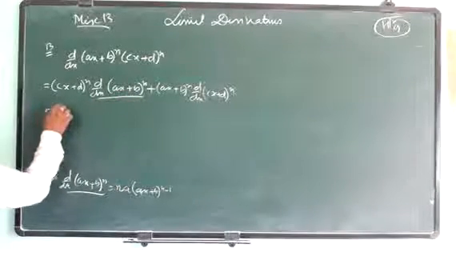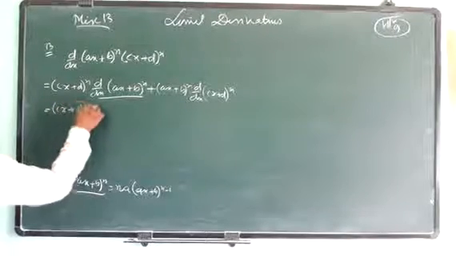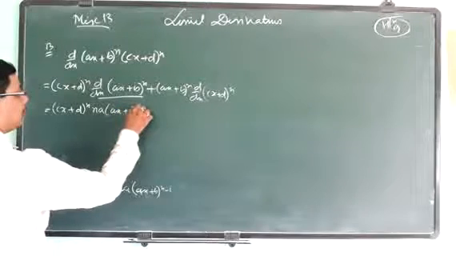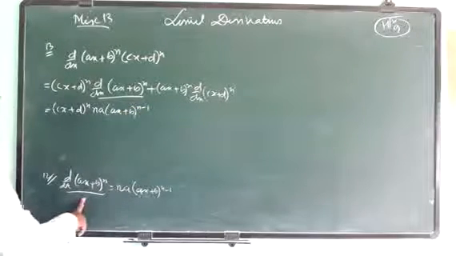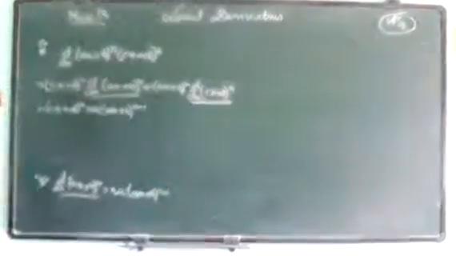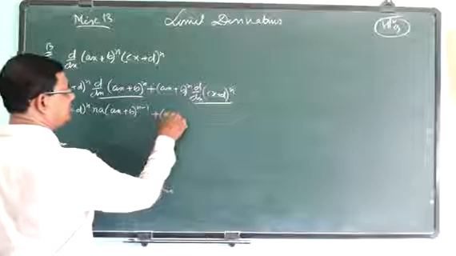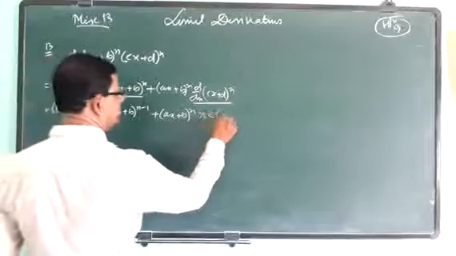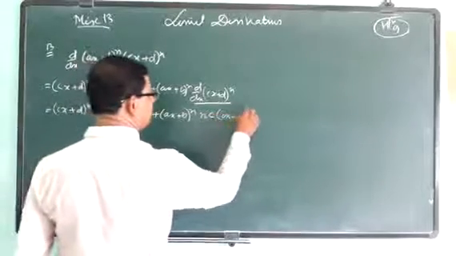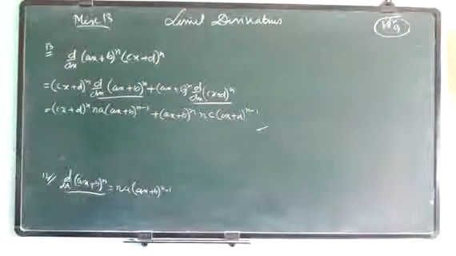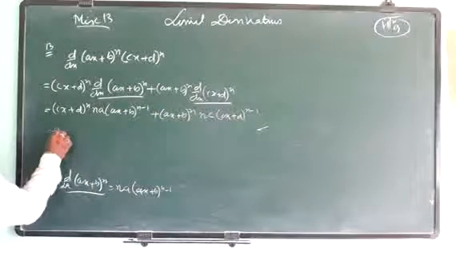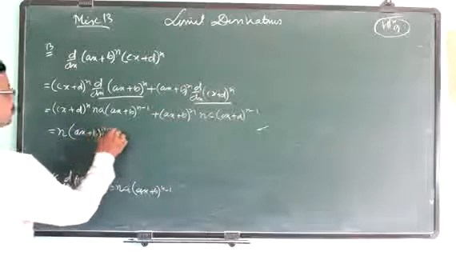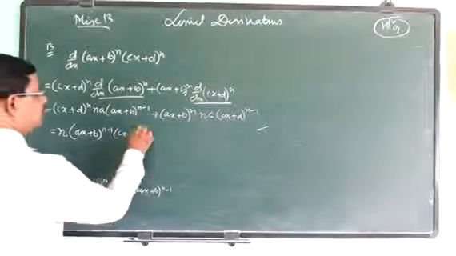So we can write (cx + d)^n times (ax + b)^(n-1). If we use this result there, then our result will be (ax + b)^n times n c (cx + d)^(n-1). Now we can take n common, and (ax + b)^(n-1), (cx + d)^(n-1).